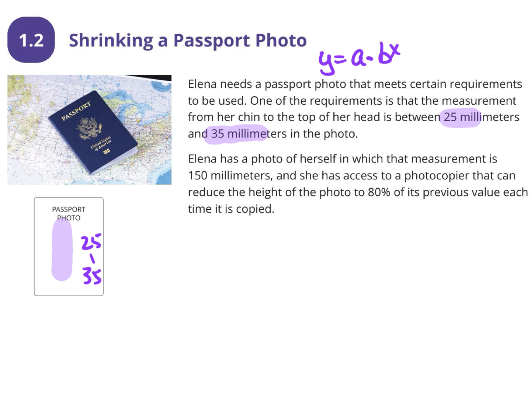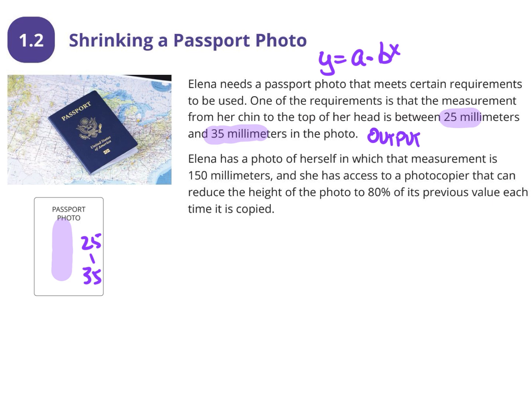Ella has a photo of herself in which that measurement is 150 millimeters. She has access to a photocopier that can reduce the height of the photo to 80% of its previous value each time it's copied. So the first thing we have to do is write our equation. 25 and 35 look like outputs, or what y equals. So I think that's an output.